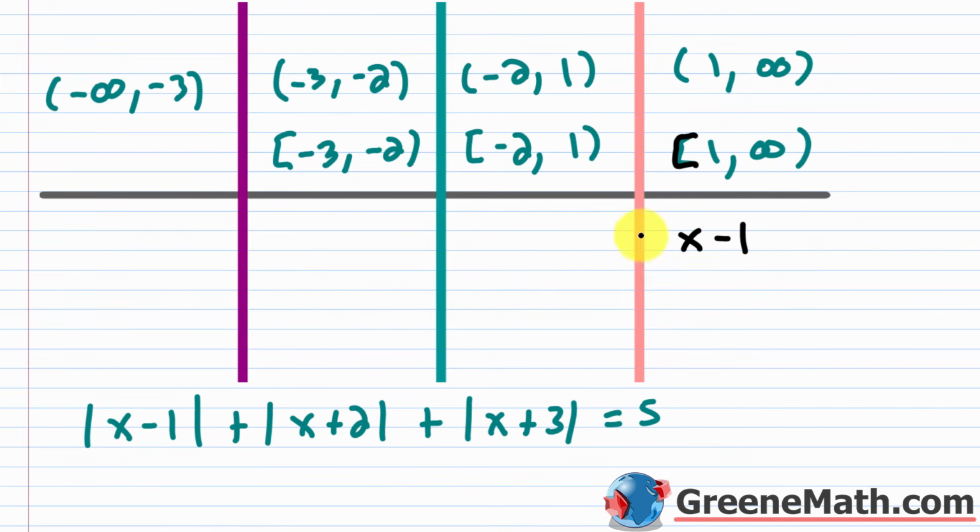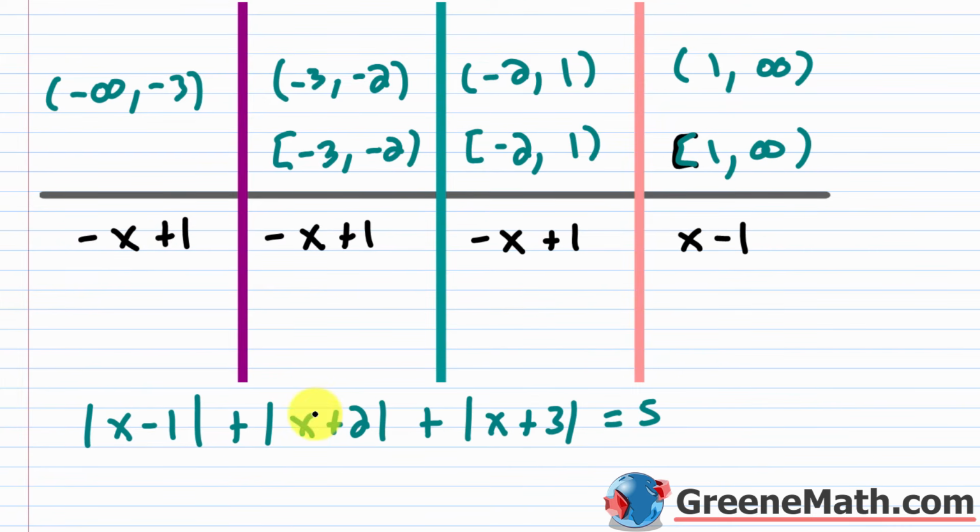Now, going to the left of 1, it's always going to be negative, right? So I want the negative of the quantity x minus 1. And let's just do that now. That's -x plus 1. So this is -x plus 1, this is -x plus 1, this is -x plus 1.